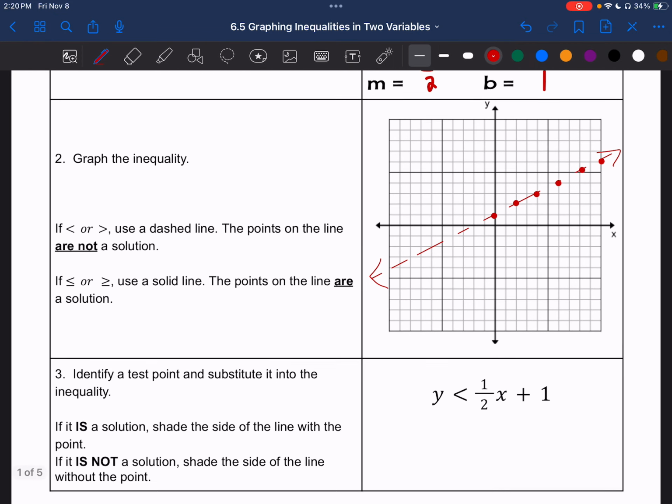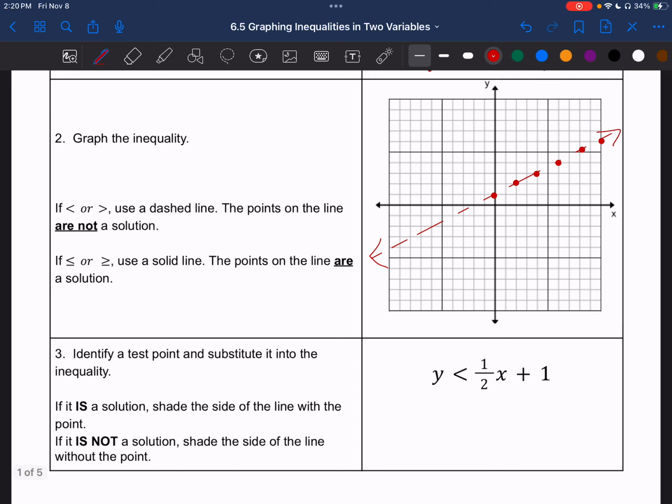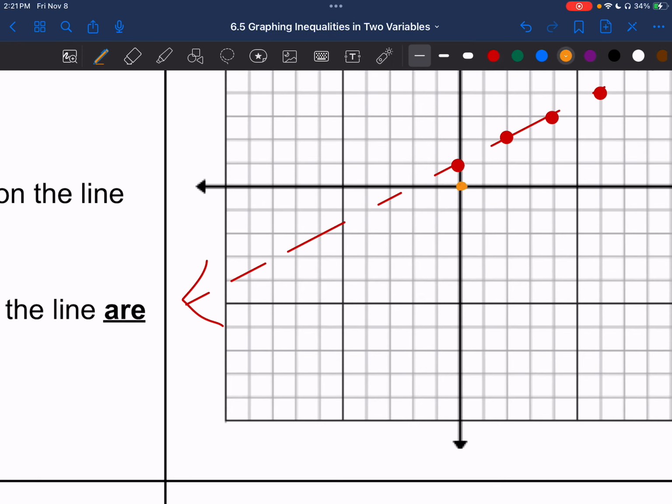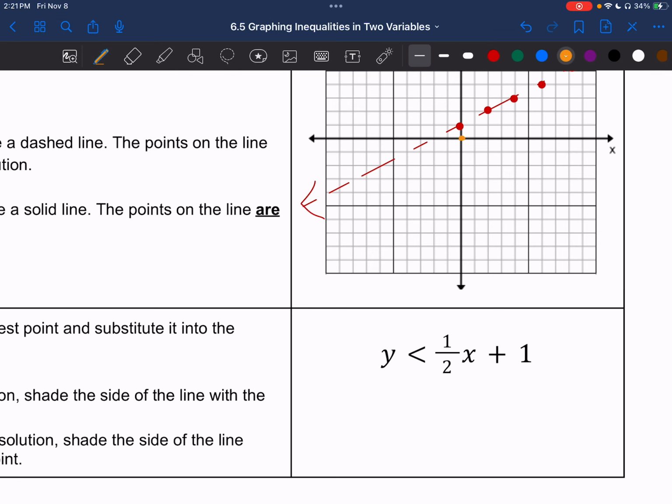Our next step is to take a test point and test whether this part is a solution or not. I always look at the test point of 0, 0, the origin, if I can. Why do I use 0, 0? Because it makes the math easier. It's fewer steps. I would suggest you always use 0, 0 unless the line goes through the origin.